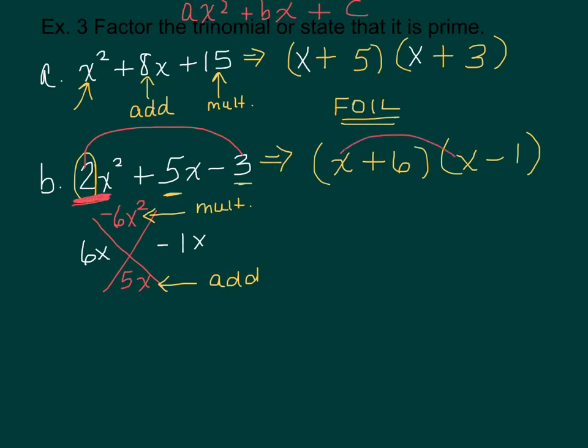So I've showed students this trick. If your leading coefficient is not 1, you're going to divide both of these by that leading coefficient, which is 2. Now, if it divides evenly, like 6 divided by 2 is 3, that's perfect. But if it doesn't, this 2 becomes your leading coefficient, or your coefficient.